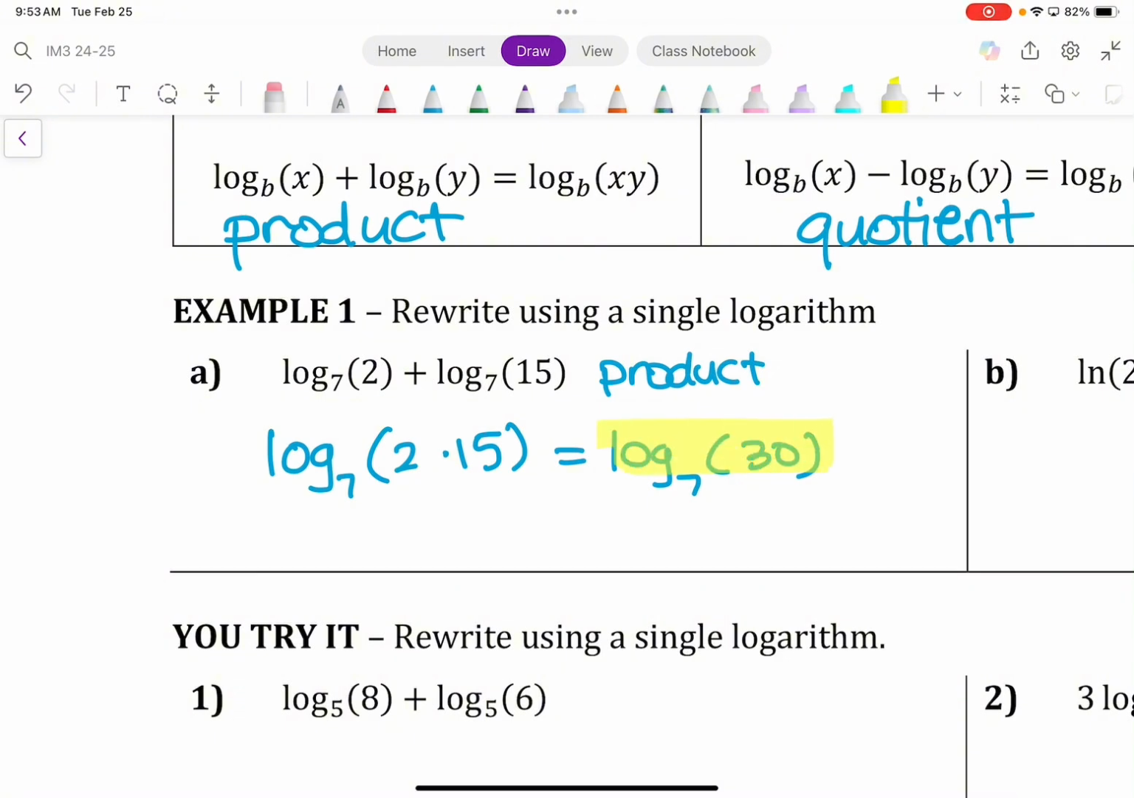So all we're doing is we're just simplifying. We're not actually going to solve these. Most of them cannot be solved in the sense that you won't find a whole number that goes into them. You might for a few of them, but not all of them. So like in our case, we don't know what 7 to what power gives us 30 because that's not a perfect square.